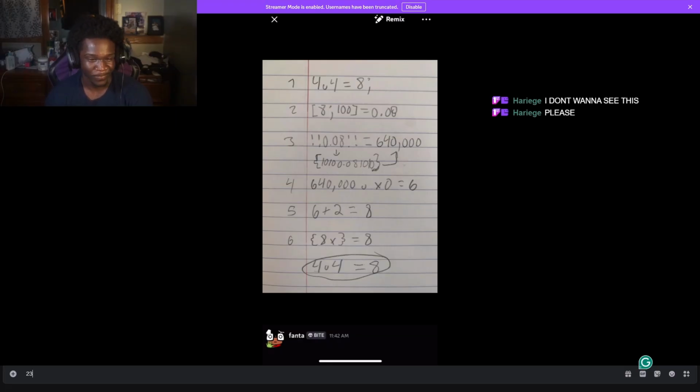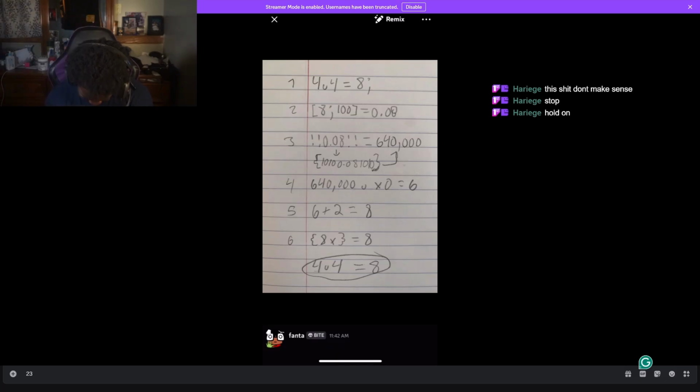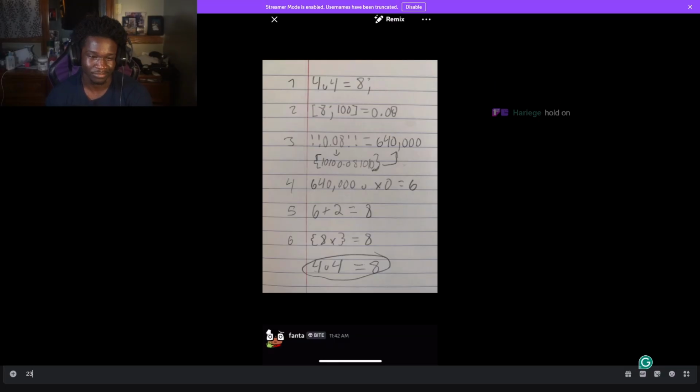All right. So 8 divided by 100 is 0.08. You gotta put it in the exclamation marks, and each exclamation mark is a 10. So you gotta multiply that, and it's 640,000. And then 640,000 plus x, 0x is 6. And then 6 plus 2 is 8 because you gotta add it back. And yeah, you get 8.